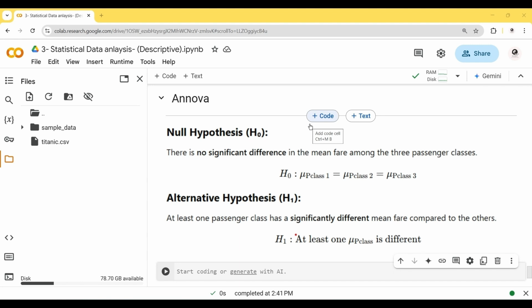Now let us see the practical of the Anova test. Anova stands for analysis of variance. We already know that. So in this question, what we are trying to solve, we want to check whether there is a significant difference in the mean fare among 3 passenger classes. So the null hypothesis will be there is no significant difference in the mean fare among 3 passenger classes. And the alternate hypothesis will be at least one passenger class has a significantly different mean compared to the others. So this is my analysis of variance.